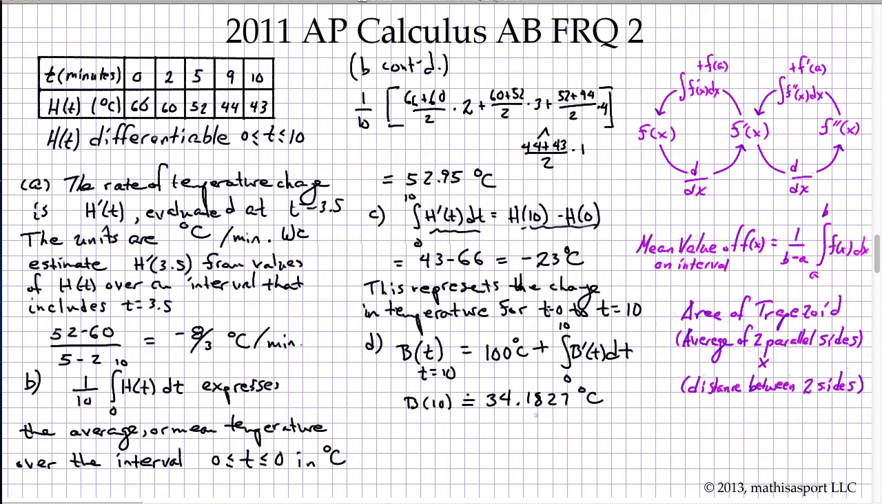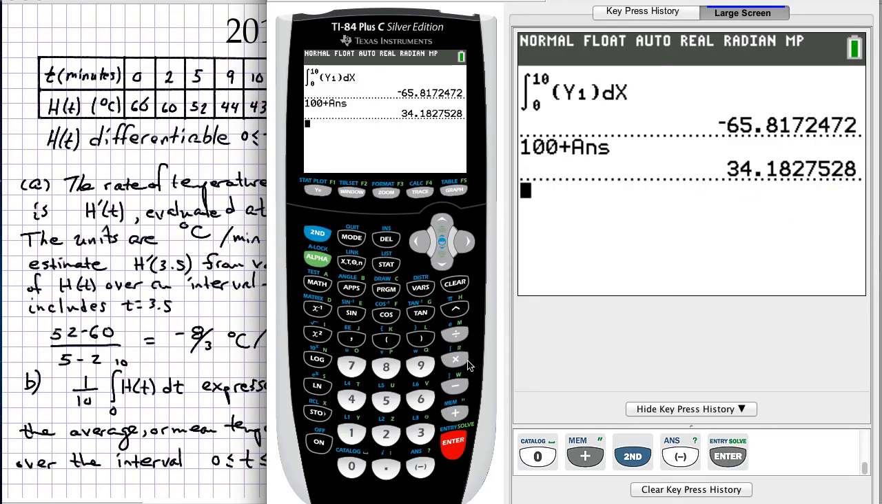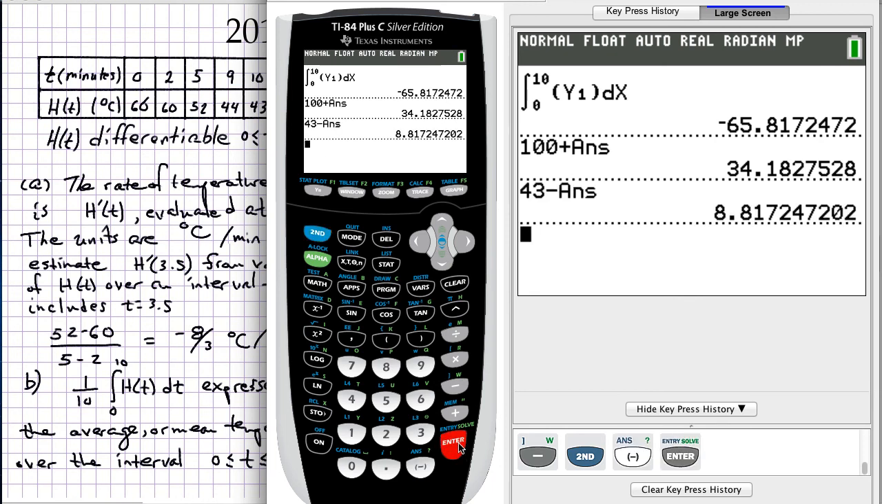Now, just to make sure we're answering the question that they ask, what they want to know is how much cooler are the biscuits than the tea. So let's just finish it off properly. Thus, okay, 43 minus 34.1827 equals, let's do that calculation, 8.8172.